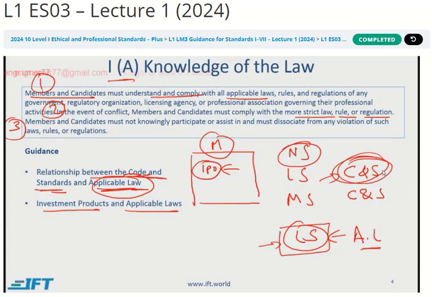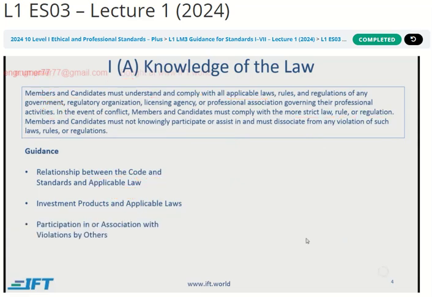Another scenario is where you reside in NS, do business in MS, or the country with laws that are more strict than the code and standards. Then what do you do? Then again, along the lines of following the most strict interpretation, you need to follow MS.